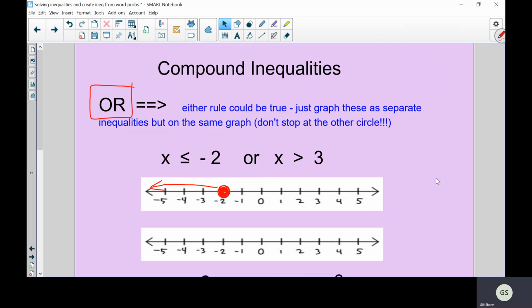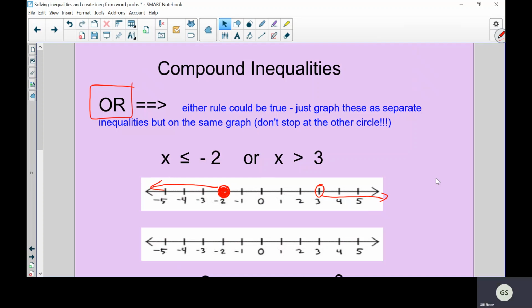So then I create the other one, greater than 3. Do I fill that one in? No, there's no little or equal to underneath. I'll still do it underneath. So that's my graph, my original graph.